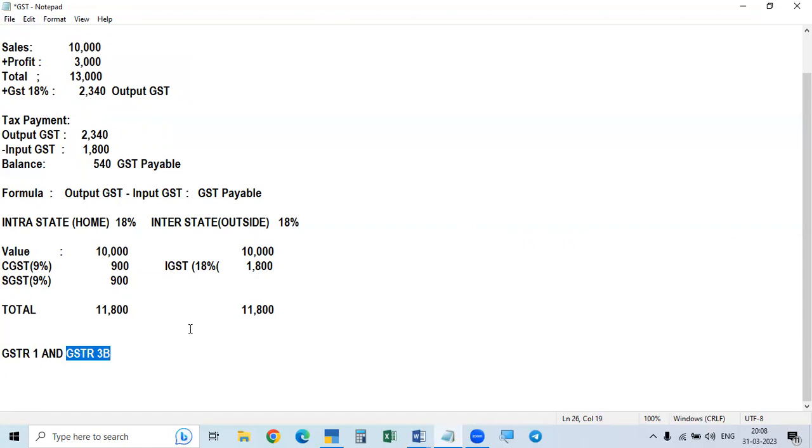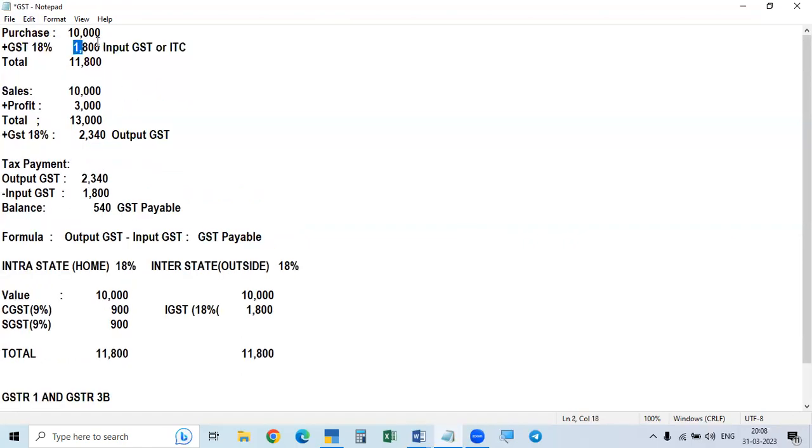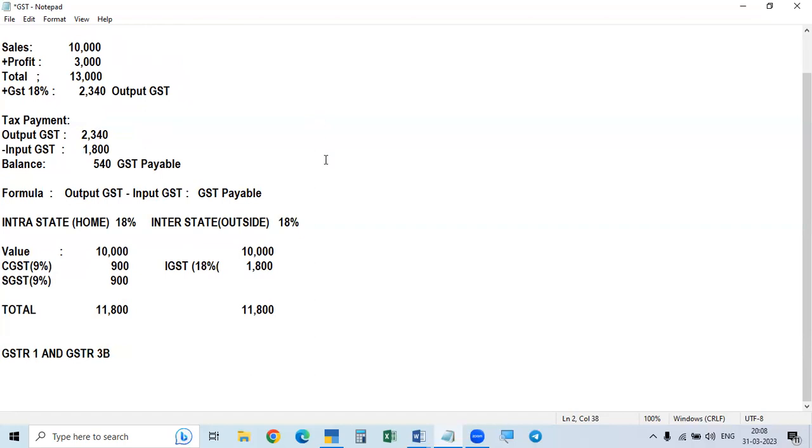When you are making purchases, in this case we need not show the purchases. We can show the input tax only. So what is the input tax? That is on purchases.